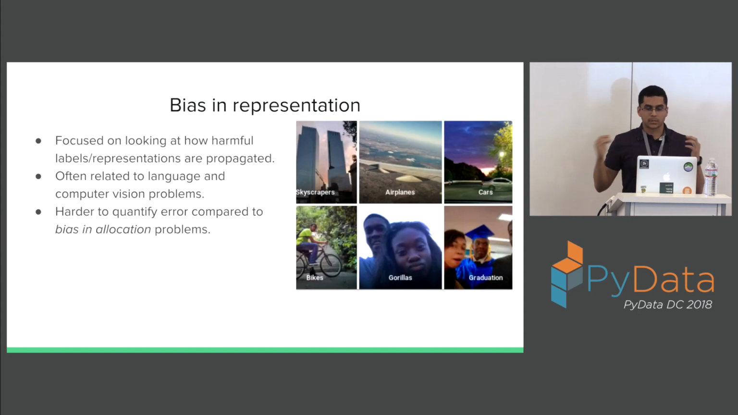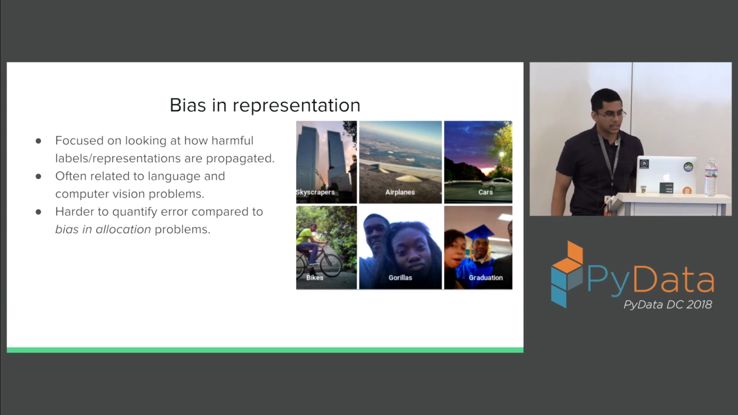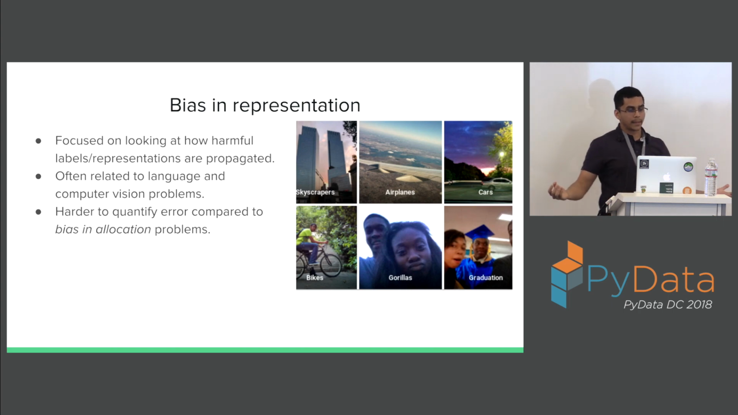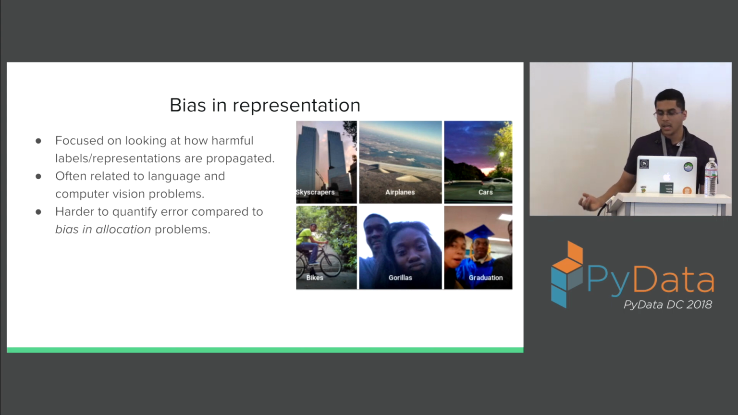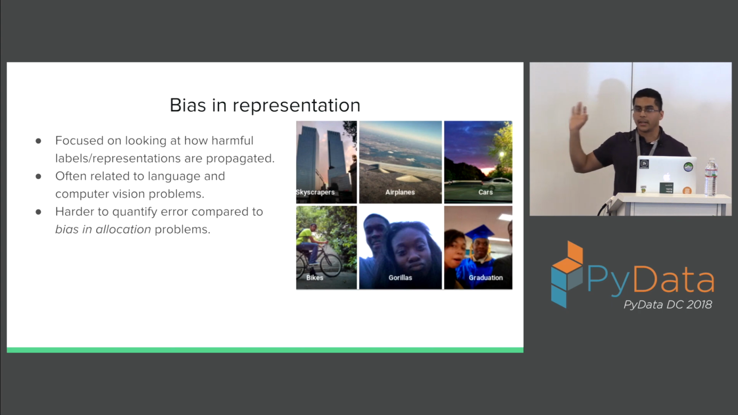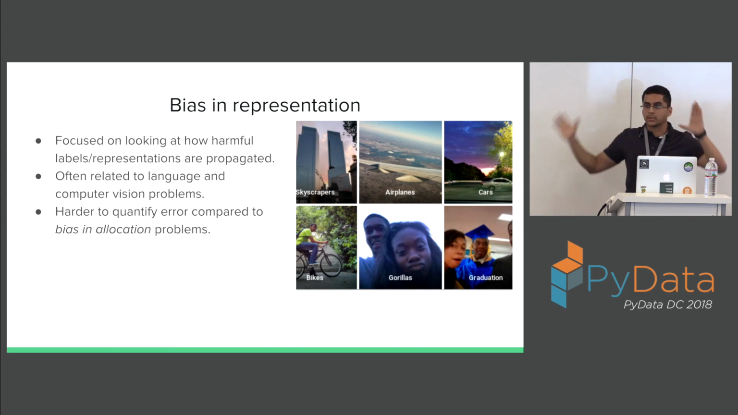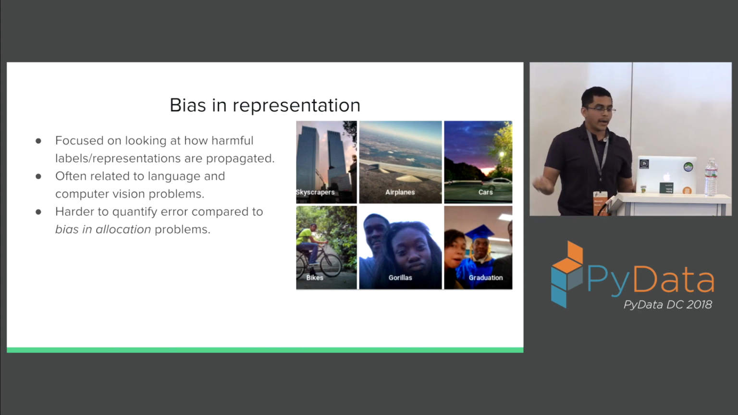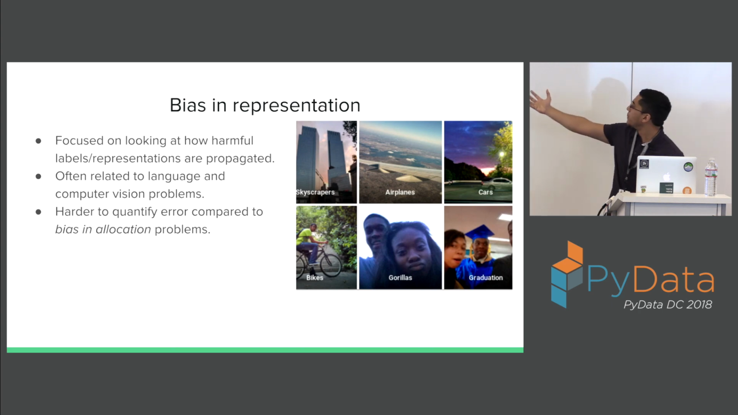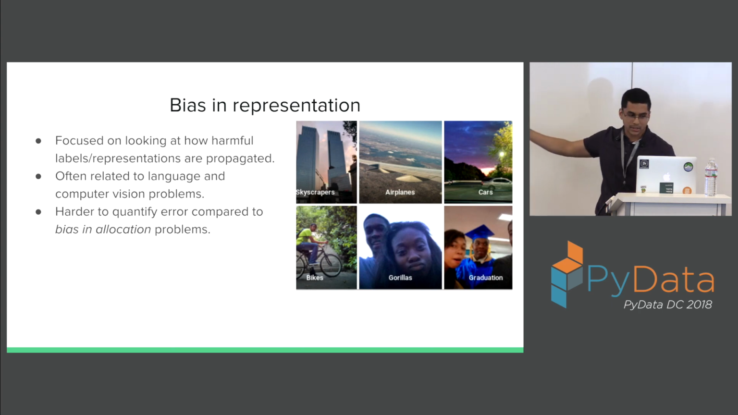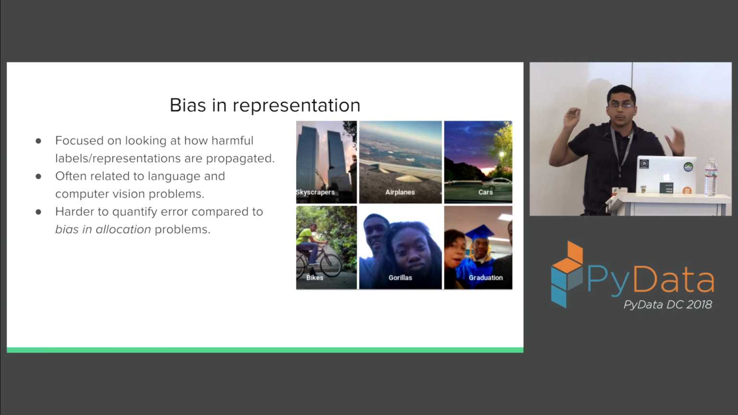The next problem is bias in representation. This is the harder problem, and this is where the field is going, but we're still struggling with it a bit. It looks at how harmful labels or representations are propagated. You might have seen this picture before. It was a very big story when Google Photos was first released. They had this incident where they accidentally labeled a group of Black kids at a graduation party as gorillas. This is really, really bad.